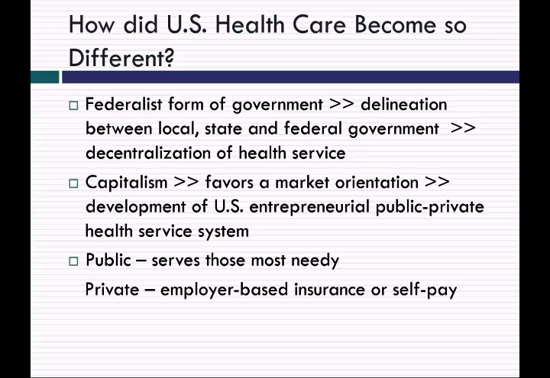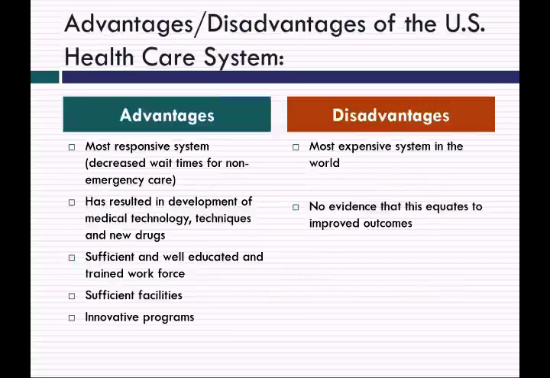The public health service serves those most needy. This is Medicare and Medicaid, whereas the private portion of the health service system in the U.S. is employer-based insurance. The employer provides the insurance, or an individual finds their own healthcare plan or pays out of pocket for healthcare costs.